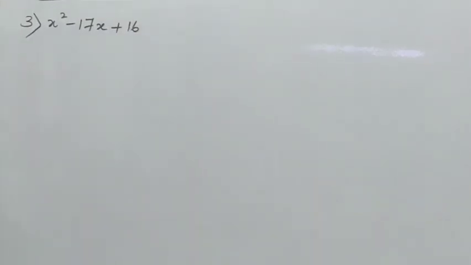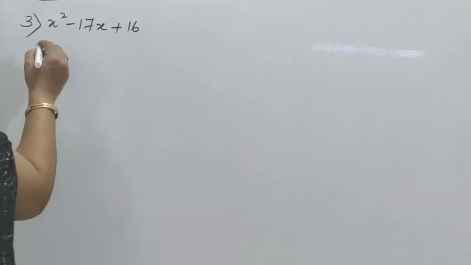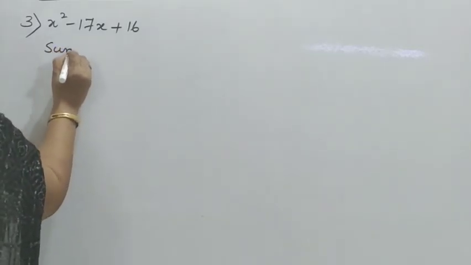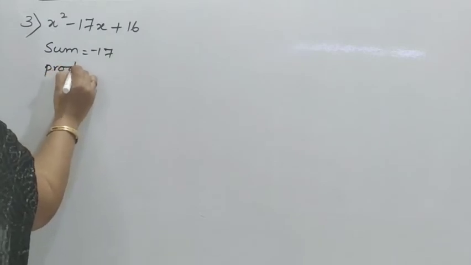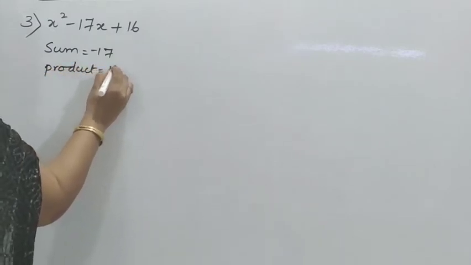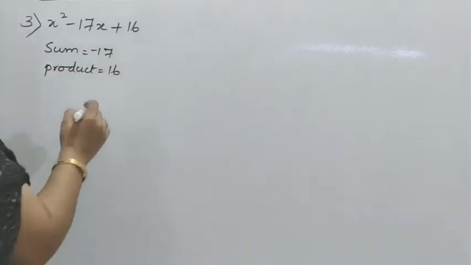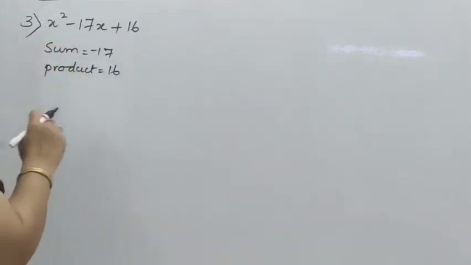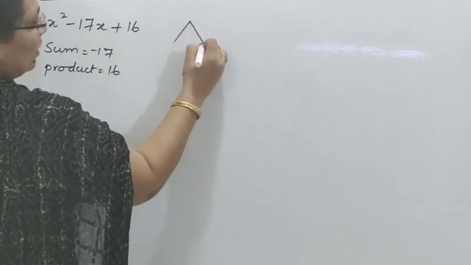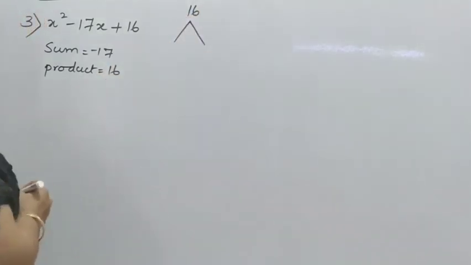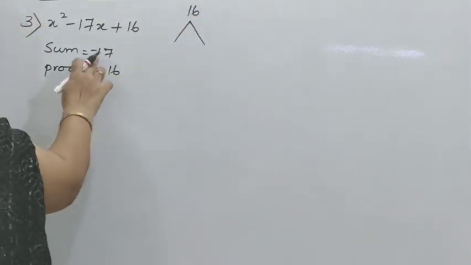Third question is factorize x square minus 17x plus 16. The same method by splitting the middle term. So x square minus 17x plus 16 means we are writing sum equal to minus 17 and product equal to 16. So we should identify the coefficient of x square equal to 1 and the constant equal to 16. So 1 into 16, we should identify the factors of 16 where we are getting sum 17.